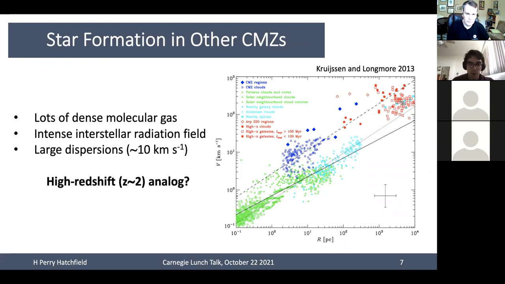Because of its extreme properties, there's a lot of star formation, a lot of dense gas, and large velocity dispersions. It's been suggested that this region could be used as an analog for high redshift environments. Particularly, it could be used to study starburst galaxies at a redshift of about 2 near cosmic dawn, when most of the stars in the universe were formed.